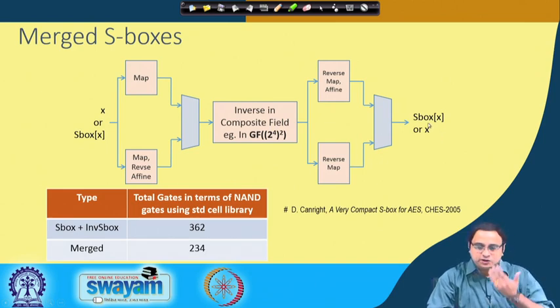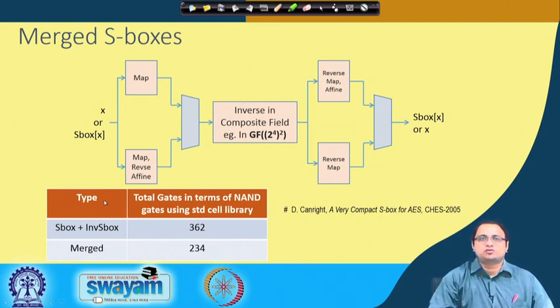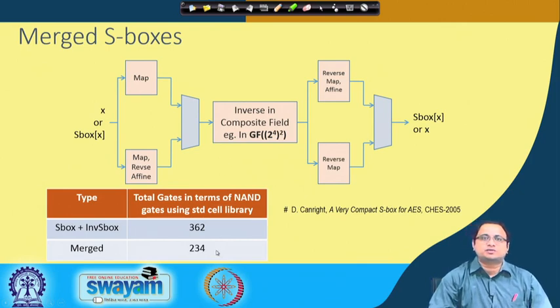It is fine, because the core operation in both the SBox as well as the inverse SBox is the finite field inverse. And that is the major hardware which you are trying to share in both the data paths. For example, if you compare with one standalone SBox and an inverse SBox, you would probably require something like 362 NAND gate equivalents in a standard cell estimation. If you combine and merge them, then it reduces to something like 234. So, that is a significant reduction in the gate count.